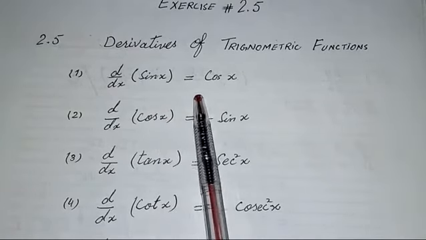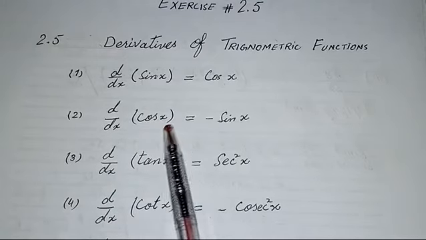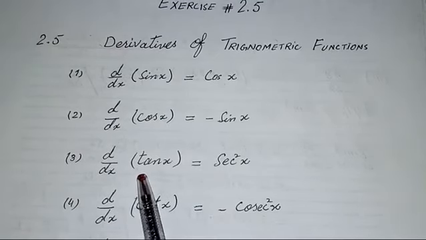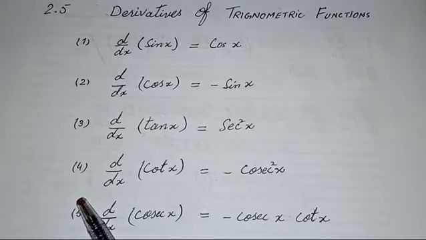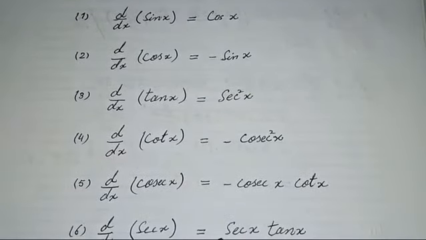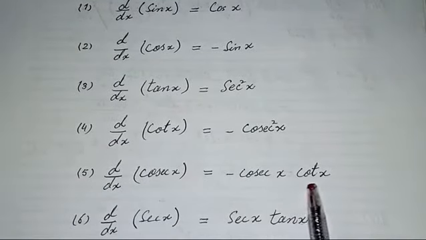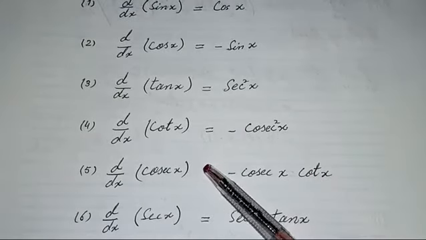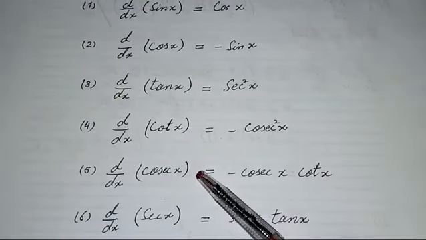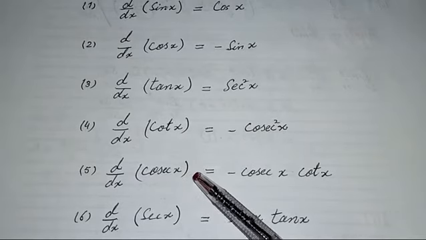The derivative of sin x is cos x, the derivative of cos x is minus sin x, the derivative of tangent x is secant square x, the derivative of cot x is minus cosecant square x, the derivative of cosecant x is minus cosecant x cot x, and the derivative of secant x is secant x tangent x. Their proofs are also available in the solved questions at the start of the exercise.